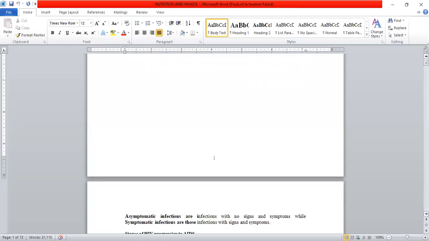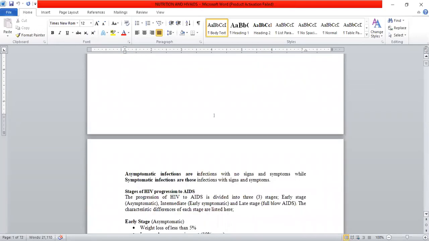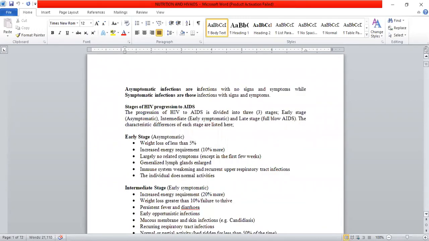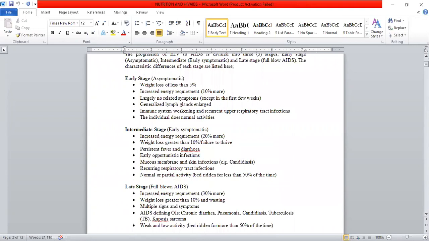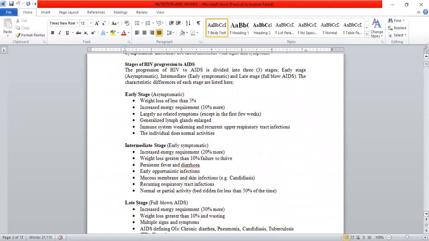So let me go direct to what I wanted to cover today, the stages of HIV progression. This is a key area, and that is why I've decided to take it to Zoom so that you can understand. Hoping you can see my screen. The stages of HIV progression to AIDS. Let me check whether Anne is with us. Anne, how are you? Okay, welcome.